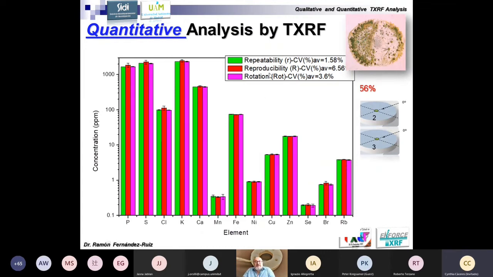But the unique difference is how many errors we want to evaluate, okay? So in this case, even for a sample as difficult as this, TXRF can work properly. This is the other idea.